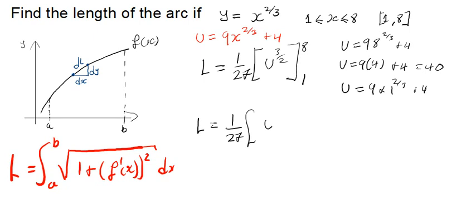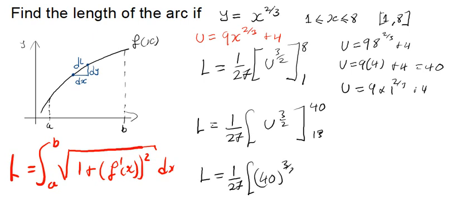times u to the power 3 over 2. The limits now change from 13 to 40. So our A is going to be equals to 1 over 27 times 40 to the power 3 over 2 minus 13 to the power 3 over 2.